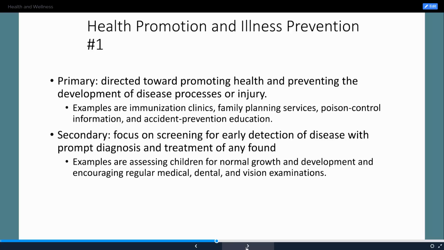Depending on how advanced it is when we find it. So if we find that a child is having abnormal growth and development, we can start to look at why before maybe it causes additional concerns for them. Or when we go for our dental checkups, making sure that we get any problems identified early and screened early so that we don't have additional problems, right? And that we can treat it early instead of having it get complicated or complex.